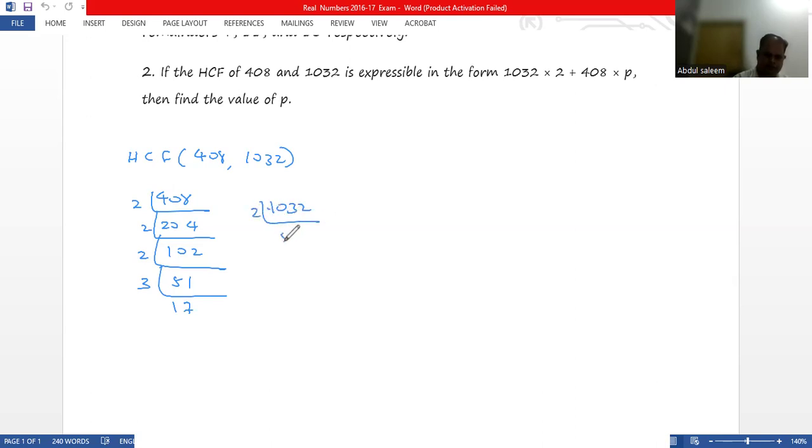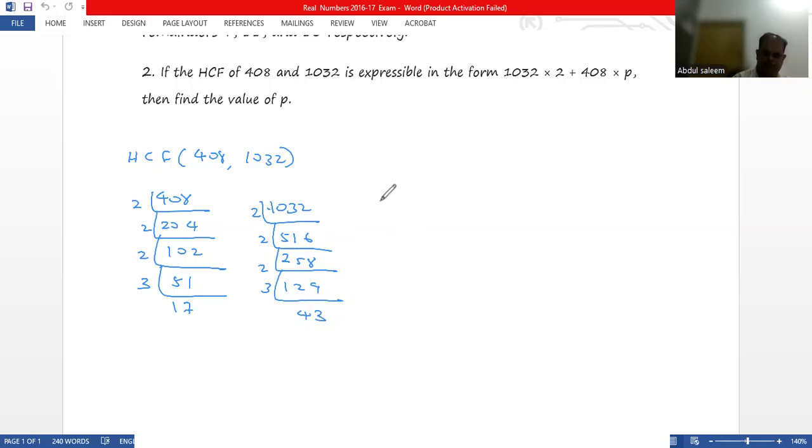Then it is 516. Divide with 2, it is 258. Then again divide with 2, it is 129. 1 plus 2 plus 9 is 12, a multiple of 3, so it is divisible by 3. Now 43. 43 is a prime number, so we can stop here.